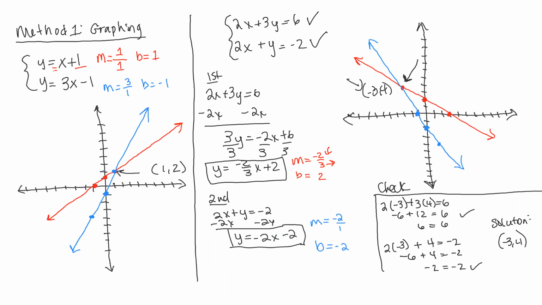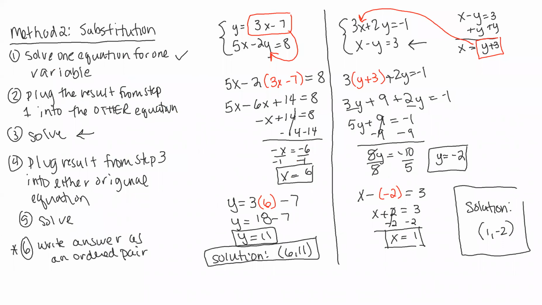So the only issue with method 1 for solving systems, which is graphing, is you really do want to check your solution on some kind of graphing utility, either a graphing calculator or the Desmos website, okay? The second method for solving systems was substitution. This is where you solve one equation for one variable. You then take that result and plug it into the opposite equation for that variable. You solve, and then you go from there to find the other coordinate.